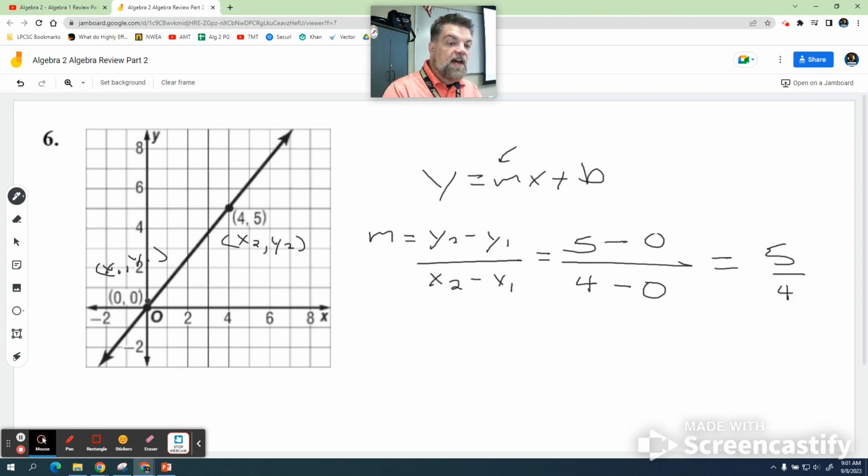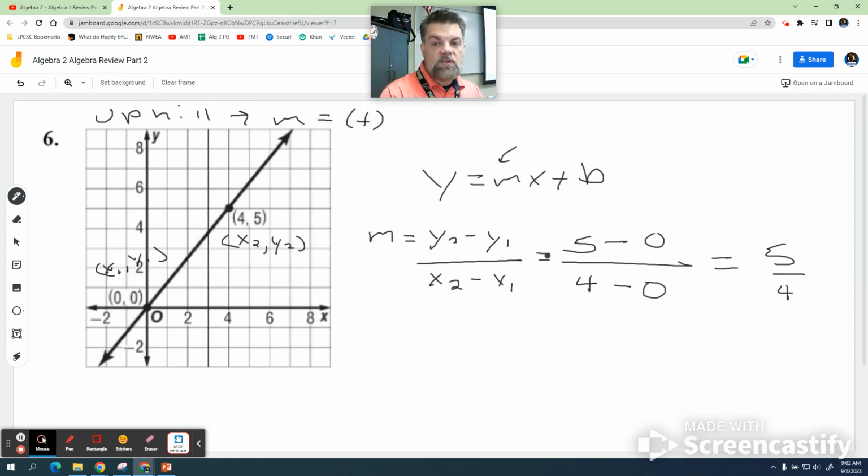Now, if I wanted to count my rise over run, that means that I would go up 1, 2, 3, 4, 5, right? And then I would go over 1, 2, 3, 4. So I went up 5 over 4. Also, this slope goes uphill when you read it left to right. So that means that my slope will be a positive value.